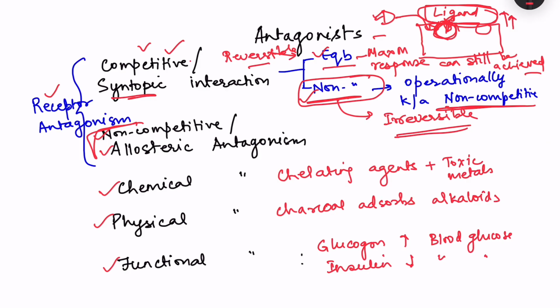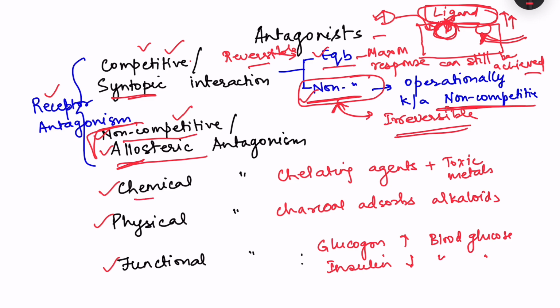Then next is non-competitive or allosteric antagonism. Here the drug is going to bind on a nearby, separate site, and this kind of antagonism is seen very rarely. We have few drugs of non-competitive allosteric antagonism. That is why I told you that operationally this non-equilibrium type is known as non-competitive antagonism, because the strength of binding is so great that hardly any competition with the ligand for binding to the site occurs. So these are the two types of receptor antagonism.